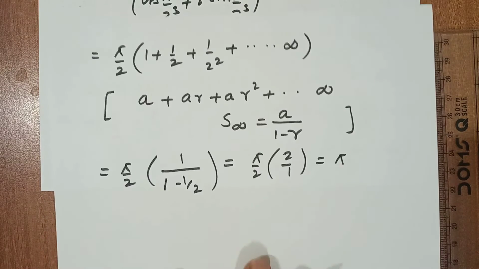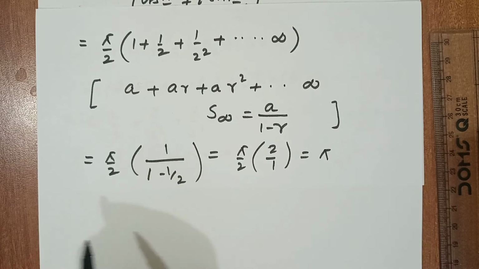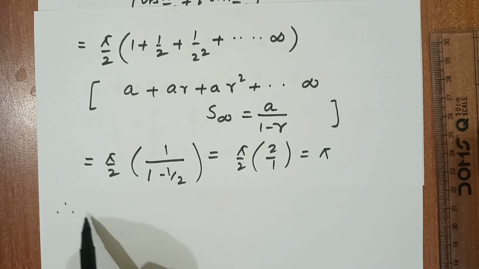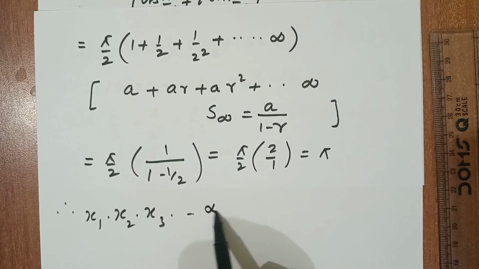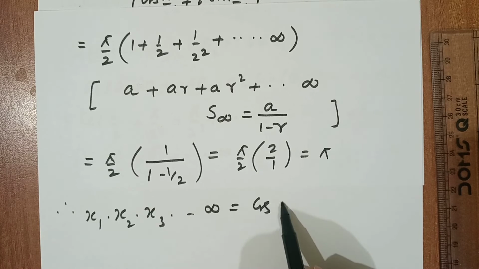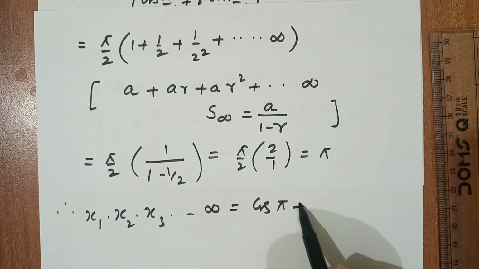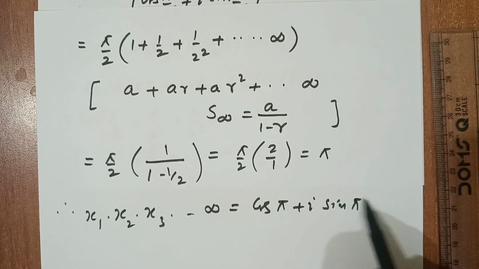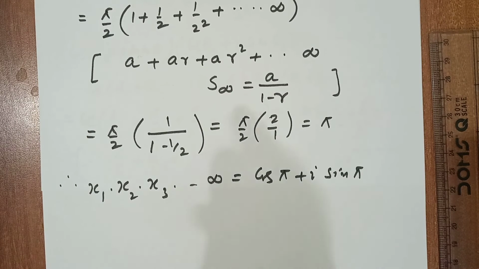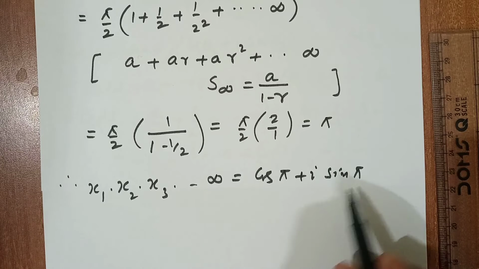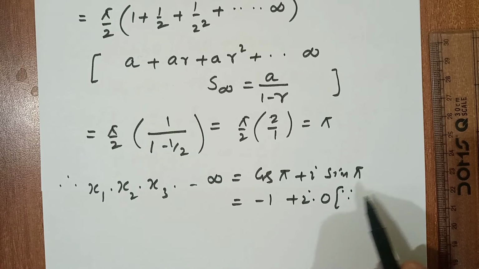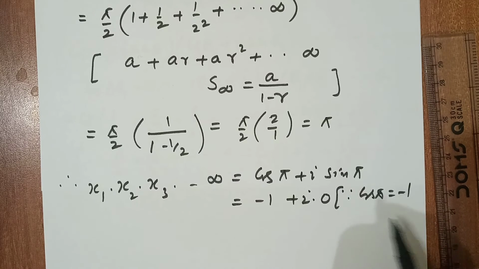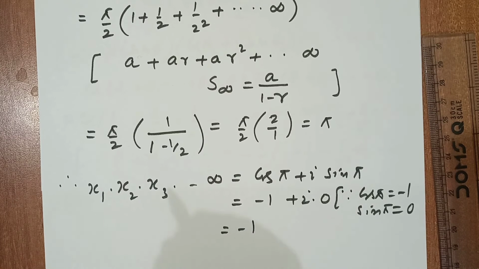Okay, so now our x1 dot x2 dot x3 up to infinite is equal to cos pi plus i sine pi. Since cos pi is equal to minus 1 and sine pi is equal to 0, so this is minus 1 plus i into 0. So this is equal to minus 1, and hence proved.